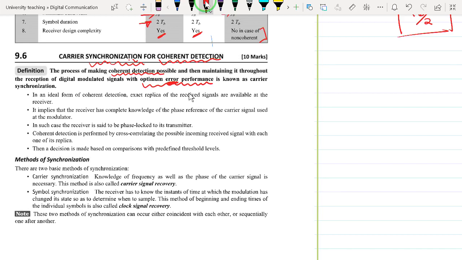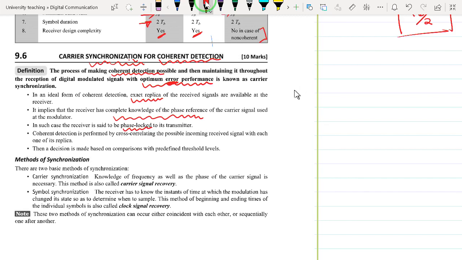In an ideal situation, coherent detection requires an exact replica of the received signal so that we are able to synchronize the transmitted bit with the received bit. It implies that the receiver has complete knowledge of the phase of the carrier signal that was used at the transmitter. In such a case, the receiver is said to be phase locked.